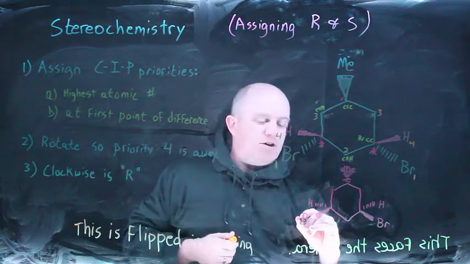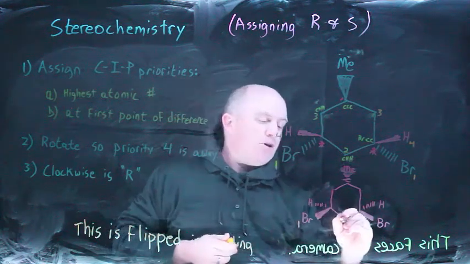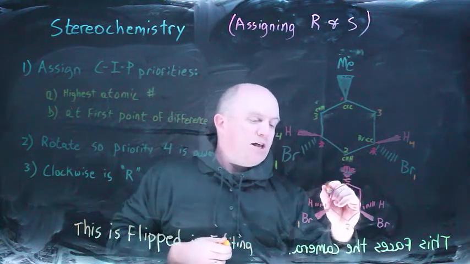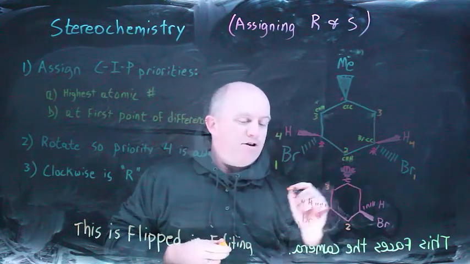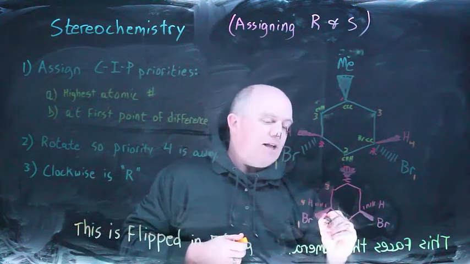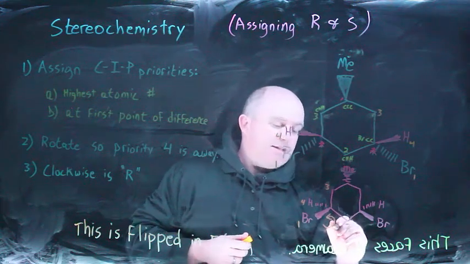So using the orange marker for this bromine, again, would define the bromine itself as priority 1, the direction headed toward the other bromine as priority 2, the direction headed toward the methyl as priority 3, and the hydrogen as priority 4. And once I've done that, I can see that this is rotating in the counterclockwise direction, so this is going to end up as S.